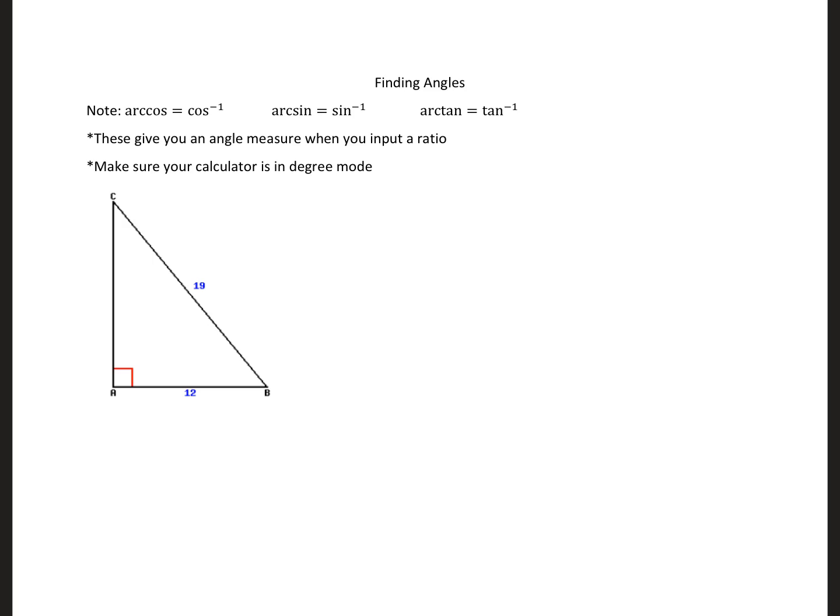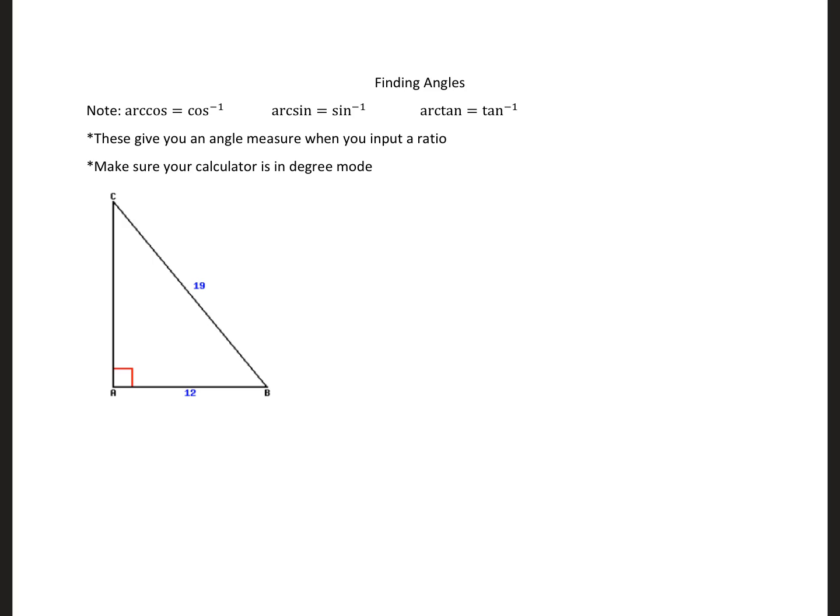A few things to note: arc cosine, arc sine, and arc tangent are all just the same thing as inverses. So you should see those inverse functions on your calculator. And again, I'll do a video about how to find those below using the TI-84. But typically what you would hit if you want cosine inverse is second cosine, and that'll actually bring up cosine inverse.